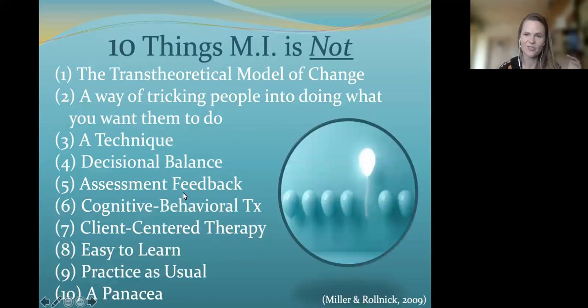So this might seem like a strange way to go about teaching what MI is, but this was a really important essay that the developers Miller and Rollnick put out a few years ago that I think is very helpful for clarifying many of the misconceptions around MI, which is 10 things MI is not. One, as we've already discussed, it's not the transtheoretical model of change. They came up together in the same generation and emerged out of the same body of research and are very complementary, but two distinct things.